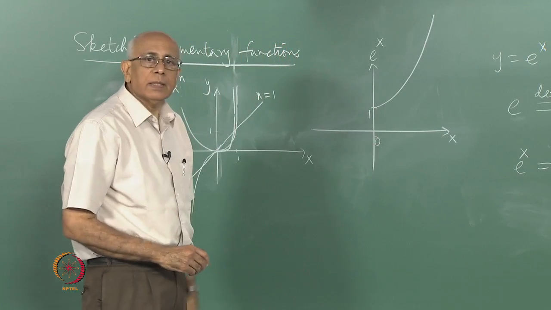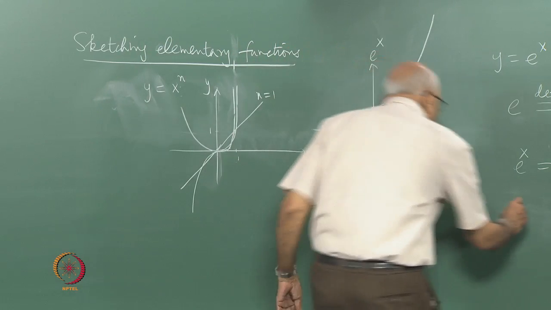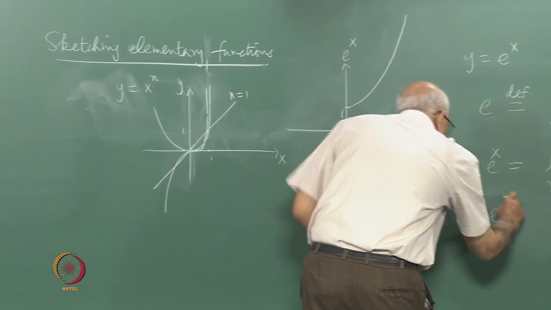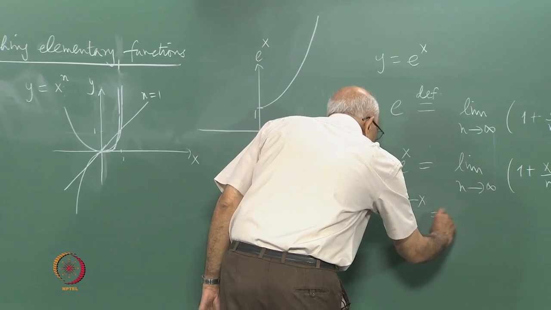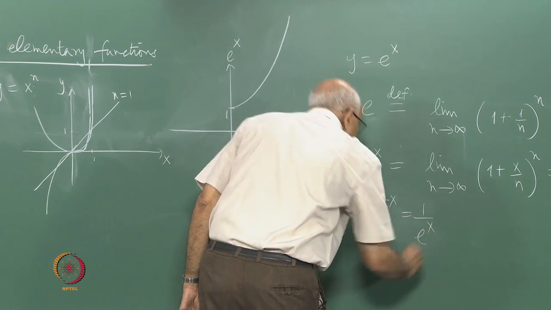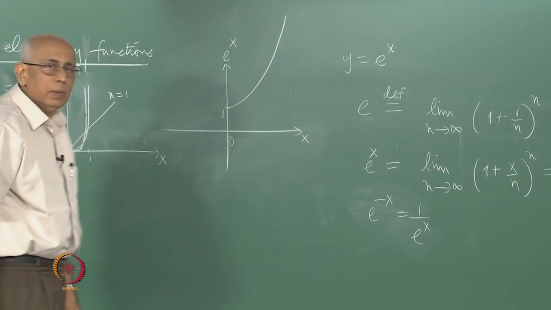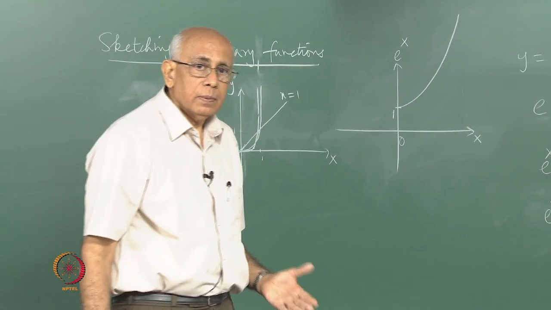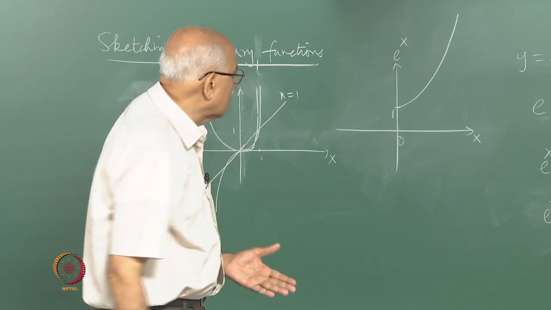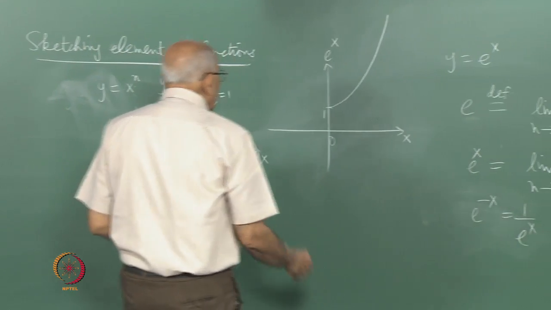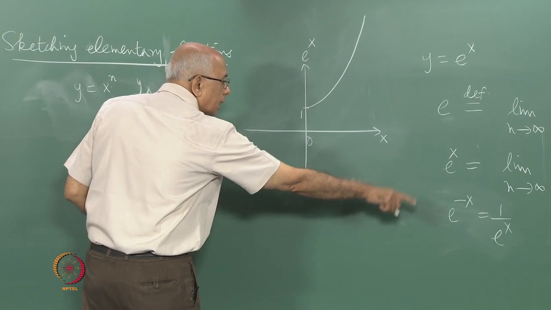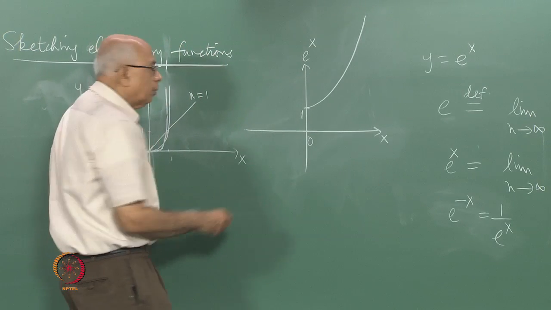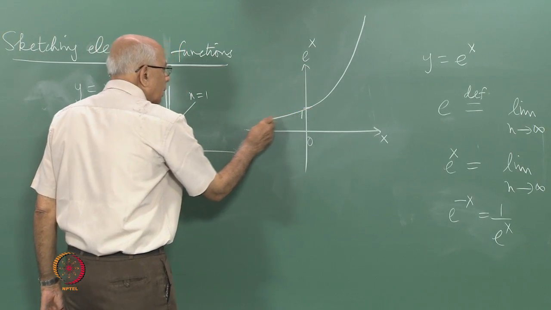What happens when x is negative? Well, that's easily found because e to the power minus x is equal to 1 over e to the power x. So e to the x for negative x remains positive, but it tends to 0 because it is the reciprocal of a large positive number. So it goes to 0 in this fashion.